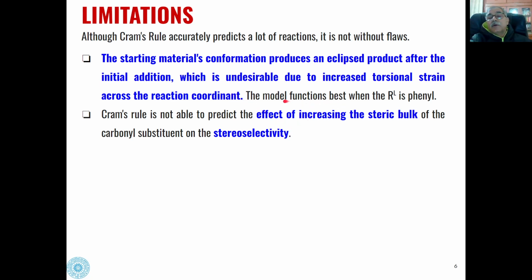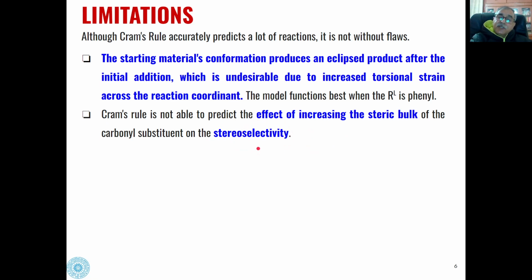Then it has been seen that this Cram's model functions best when the larger group on the alpha carbon is a phenyl group, because that has the lowest torsional strain in terms of the starting material's conformation. Then Cram's rule is also not able to predict what will be the effect of increasing the steric bulk of the carbonyl system in terms of stereoselectivity.